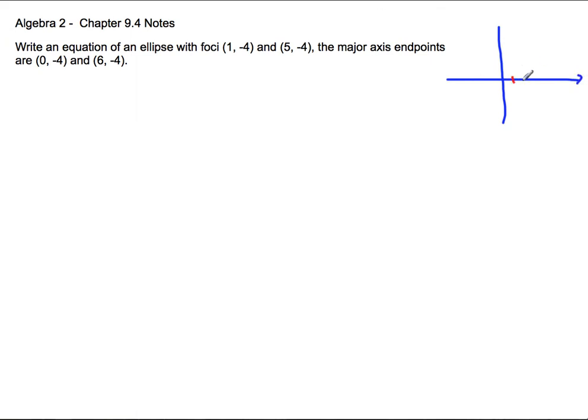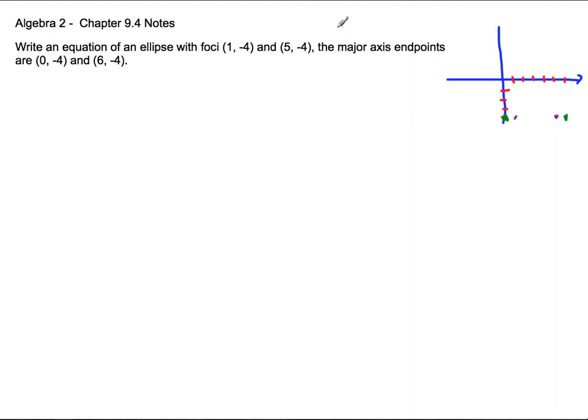So 1, 2, 3, 4, 5, 6. 1, 2, 3, 4. Again, we don't need to sketch out the whole graph. We just have to get an eyeball on what this thing's doing. And we're at the point 0, negative 4 here, and 6, negative 4 here. These are our endpoints for our major vertices. And then the foci are at 1, negative 4. So 1, negative 4. There's one focus, and 5, negative 4. There's the other focus right there.